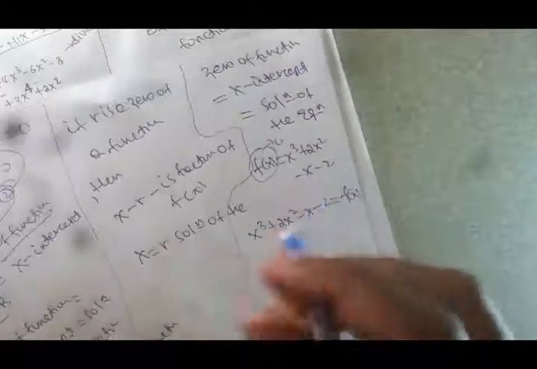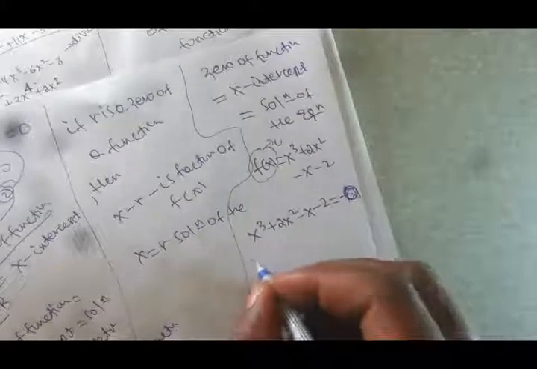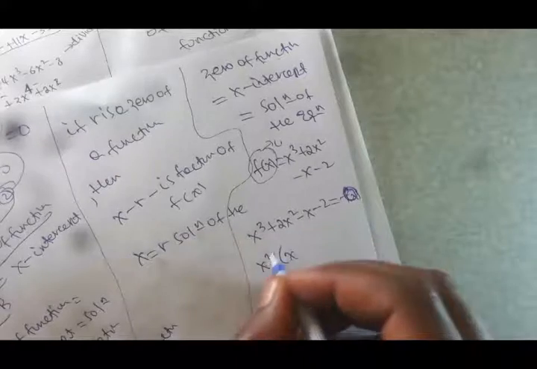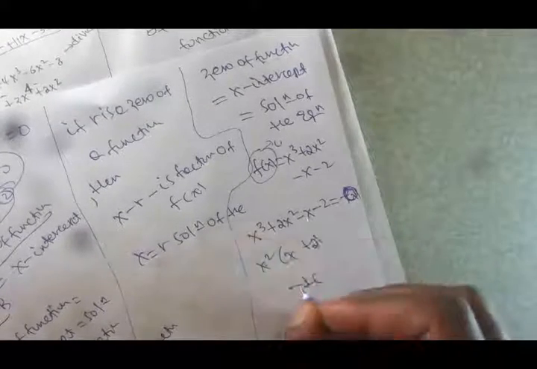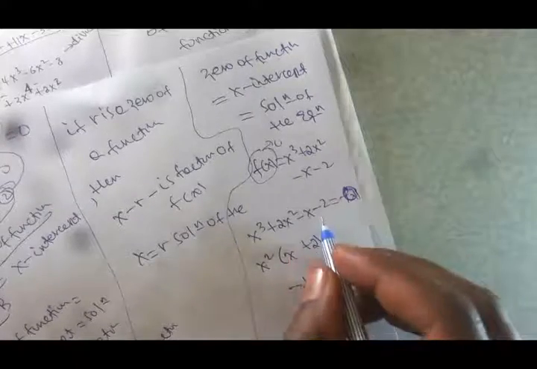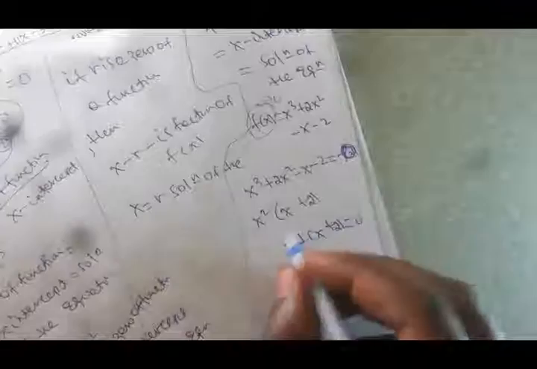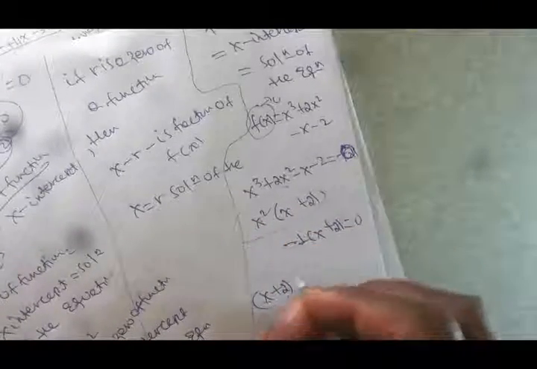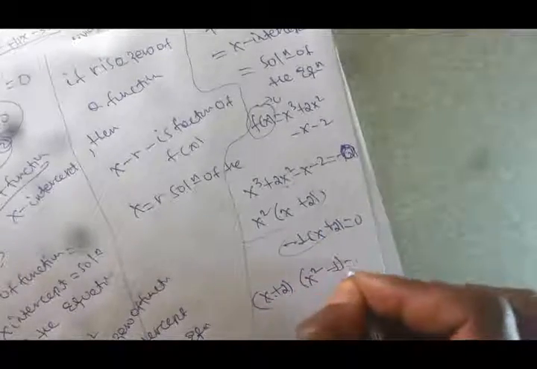Let's take a common. x squared common. When x cubed is divided by x squared, x will be left. When 2x squared is divided by x squared, 2 will be left. Minus x divided by minus 1, x will be left. Minus 2 divided by minus 1, plus 2 will be left, is equal to 0. Common x plus 2. Therefore, when this number is divided by x plus 2, x squared will be left. When this number is divided by x plus 2, minus 1 will be left.